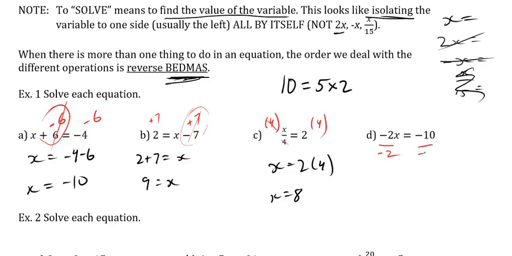And on the other side, same thing, divide by negative 2. And you can ask yourself, negative 2 divided by negative 2, that's 1. So that works. You can even do it on your calculator if you want. Negative 10 divided by negative 2 is 5. Any questions? These are the easy ones.